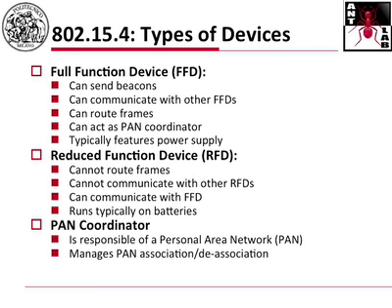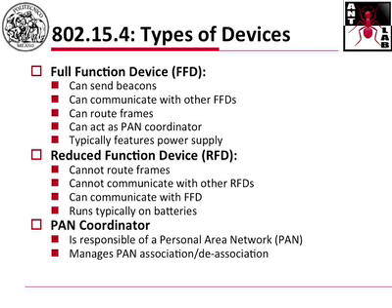They cannot communicate with one another, which means that if two reduced function devices are close together, and they need to exchange information, they cannot do it directly, but they have to go through some full function device or PAN coordinator. So ad hoc communications are not allowed between reduced function devices. They can only communicate with full function devices or PAN coordinators. And these are, as I was saying, basically edge nodes of our network. So they are the leaves of our network.